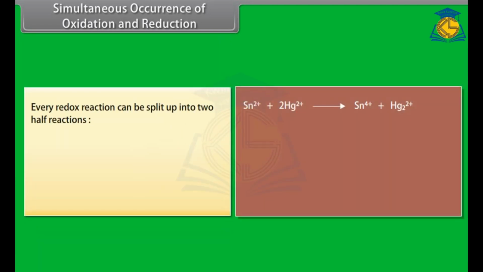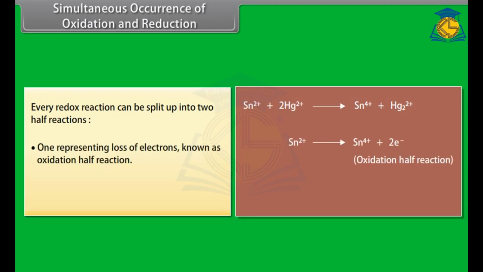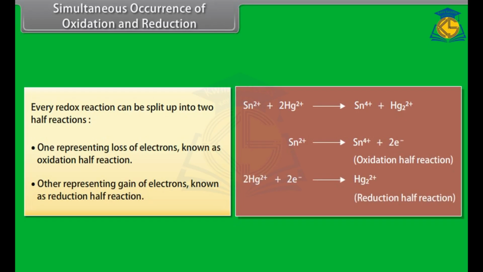Every redox reaction can be split up into two half reactions. One representing loss of electrons, known as oxidation half reaction. Other representing gain of electrons, known as reduction half reaction. The reaction can be split up into half reactions as Sn2+ gives rise to Sn4+ plus 2 electrons. This equation is oxidation half reaction. And 2Hg2+ plus 2 electrons gives rise to Hg2 2+. This equation is reduction half reaction.